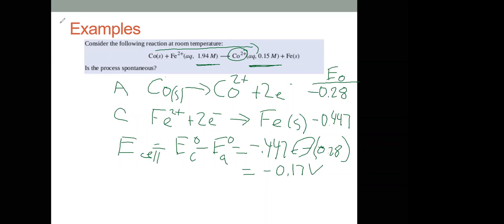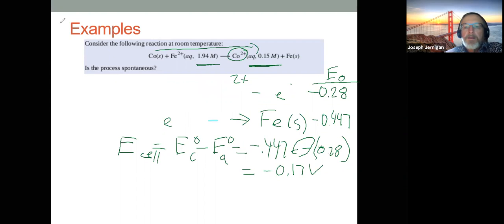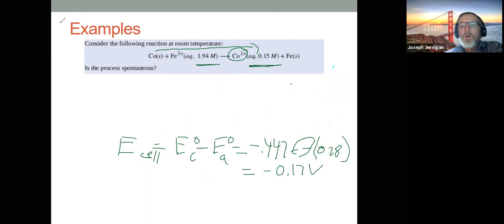As long as you figure it out from the half reactions, if it is negative, regardless of concentrations, will it always be non-spontaneous? In other words, is there no way you can change concentrations to make it spontaneous? The answer is that you can affect concentrations, absolutely. And that's a perfect lead into the second part of this problem, because what we're going to do now is get away from the E0 cell and do our E cell, which relates to the log Q.